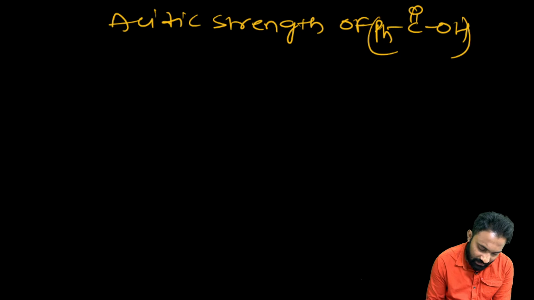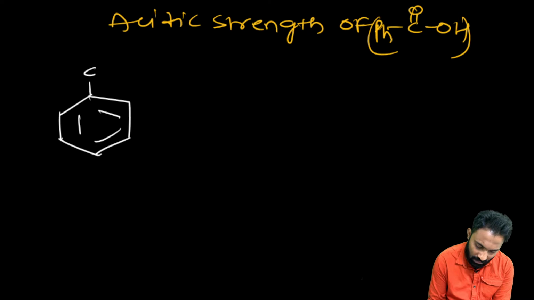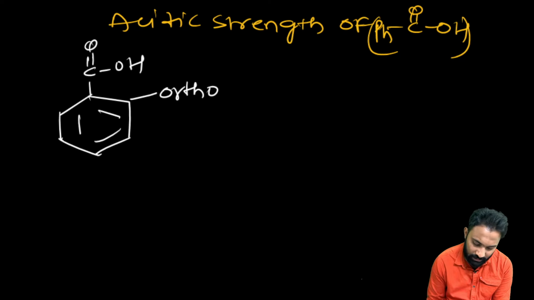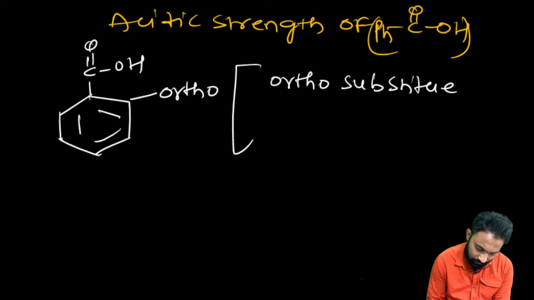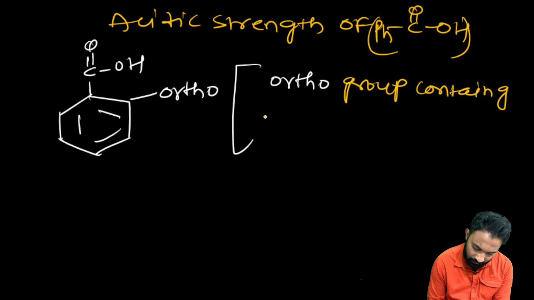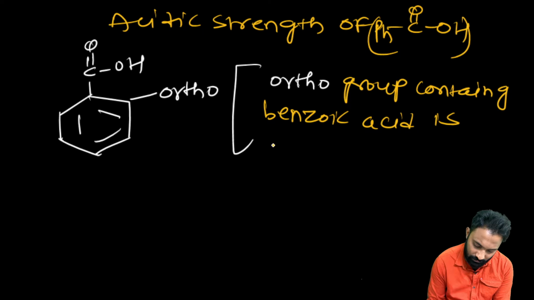In benzoic acid, we already know the ortho effect: any ortho substituted benzoic acid, or else you can write ortho group containing benzoic acid, is more acidic. Ortho group containing benzoic acid is more acidic. Why?